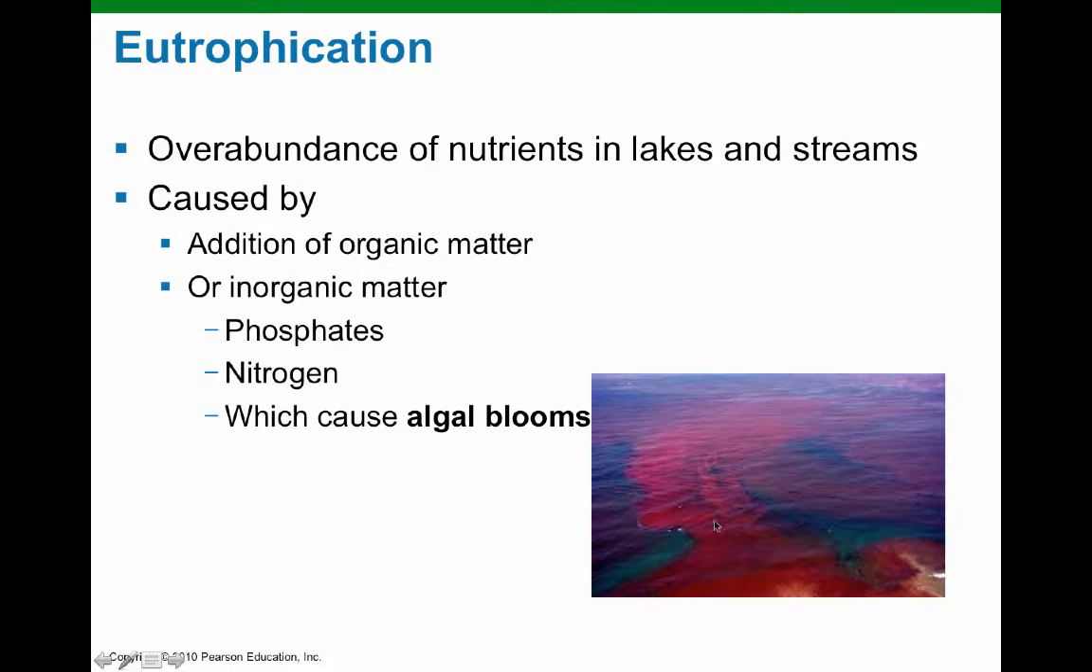Also, there's this case in an aquatic environment of eutrophication. So this would be an overabundance of nutrients, and this is caused by a buildup of organic or inorganic matter, so a lot of phosphates, nitrogen, which can cause the overgrowth of algae, so these algal blooms. And this is where you can have an overgrowth of the diatoms that can produce those neurotoxins that I mentioned before.